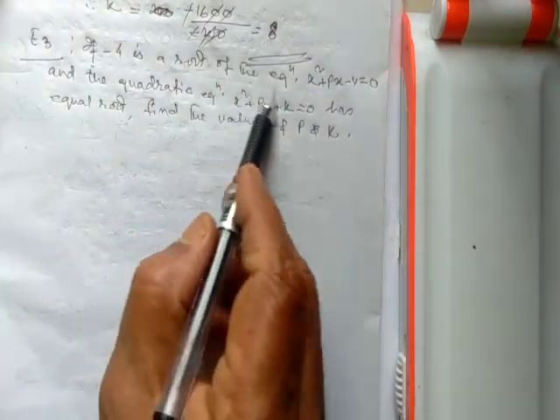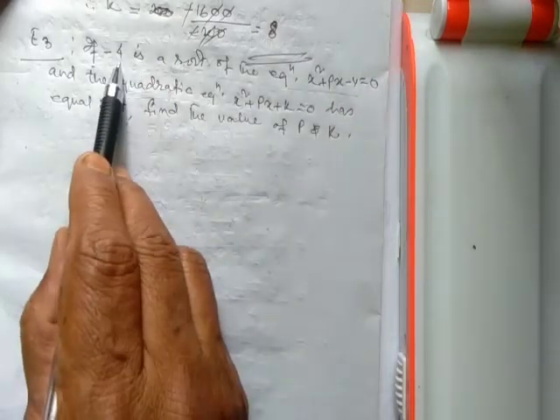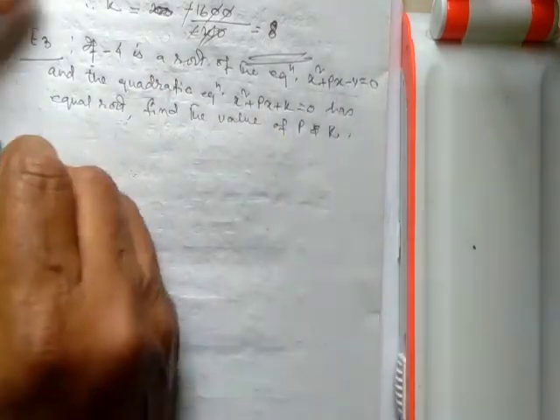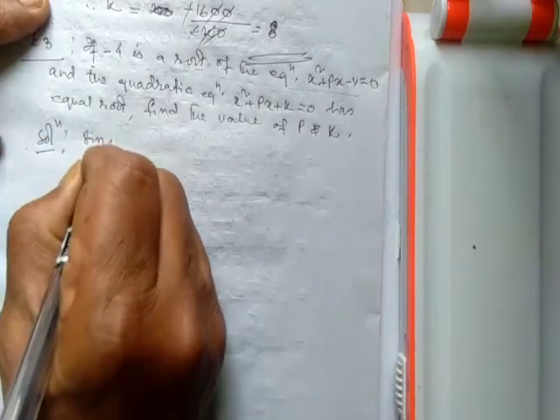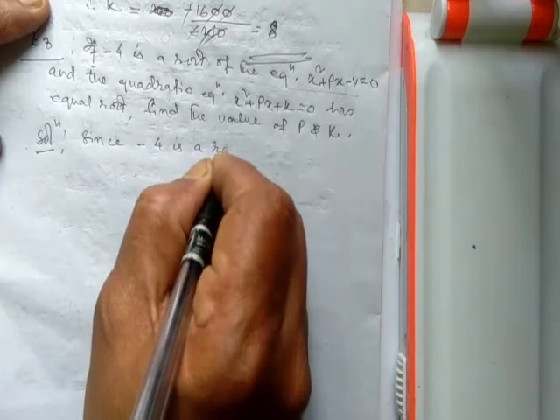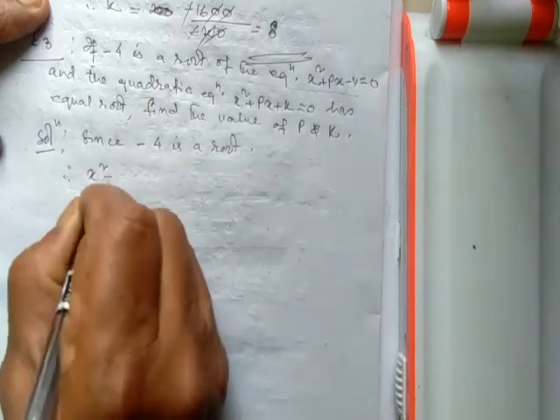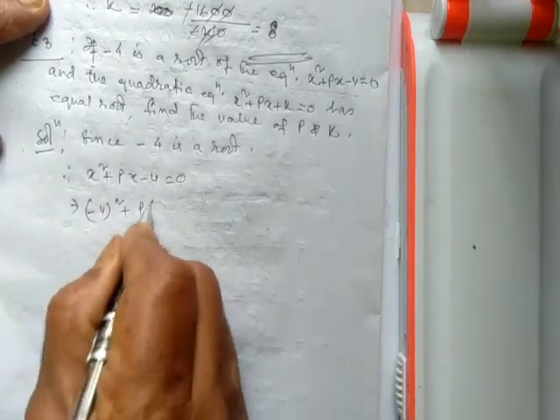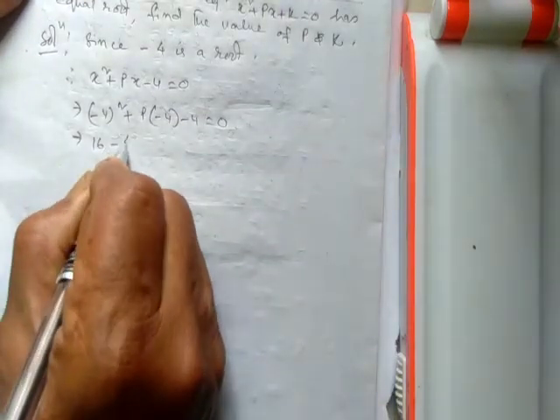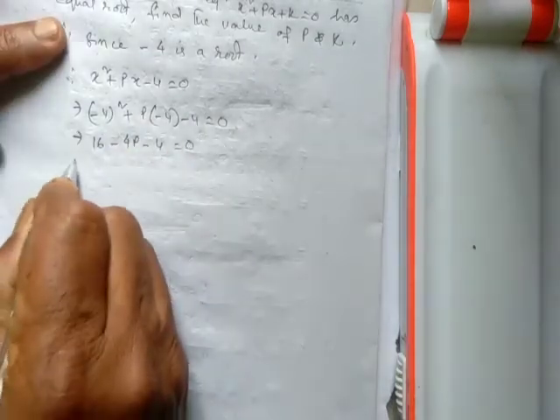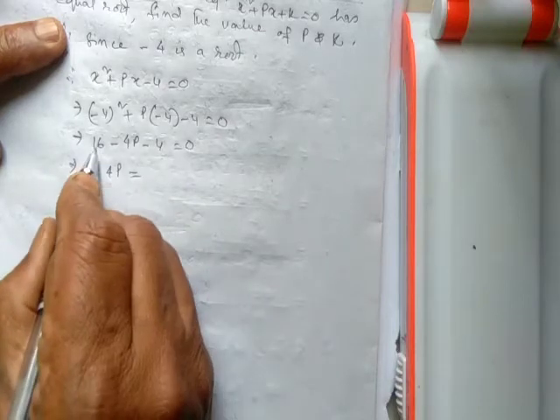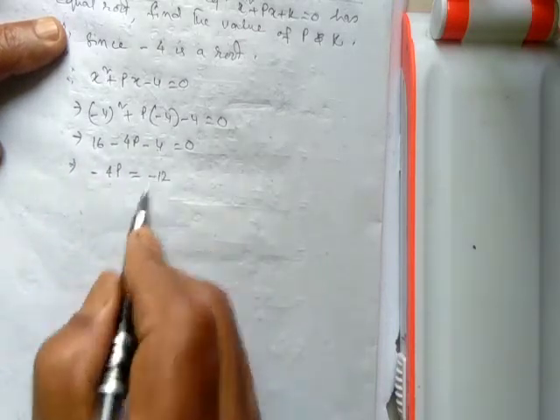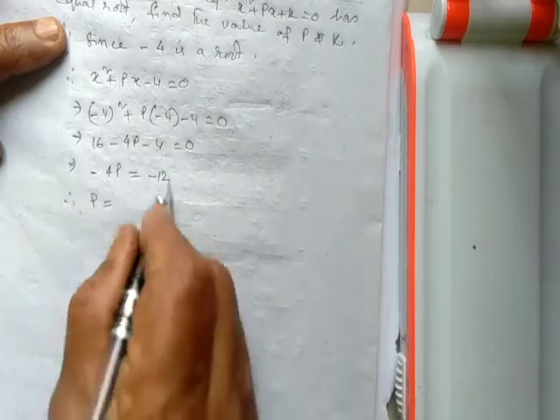So here we have seen if minus 4 is the root of this equation, then minus 4 will satisfy this equation. Solution: since minus 4 is a root, therefore x square plus px minus 4 is equal to 0. This implies minus 4 whole square plus p into minus 4 is equal to 0. This implies 16 minus 4p minus 4 is equal to 0. This implies minus 4p is equal to 16 minus 4, 12. When it goes to the other side, it will become minus 12. Therefore p is equal to 3. P is equal to 3, you got.